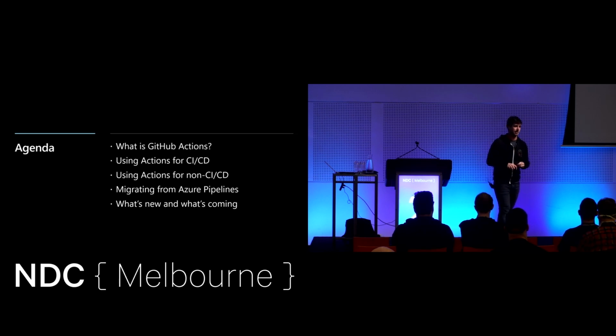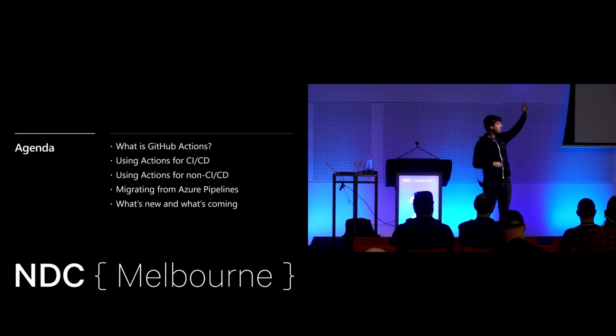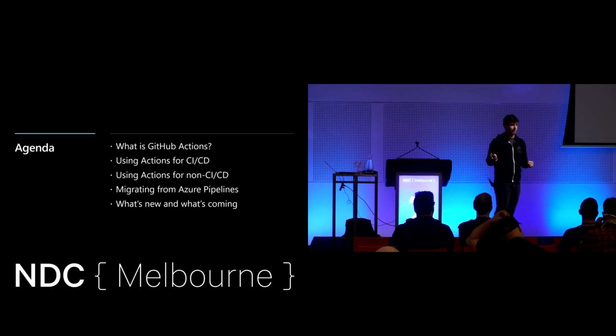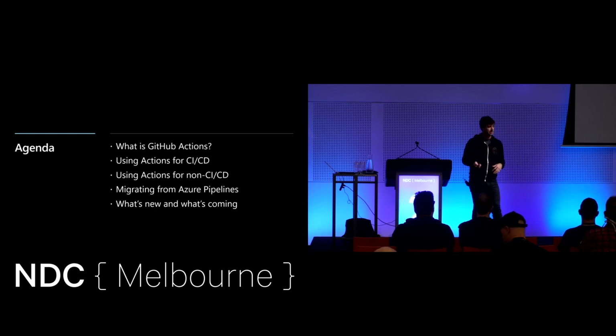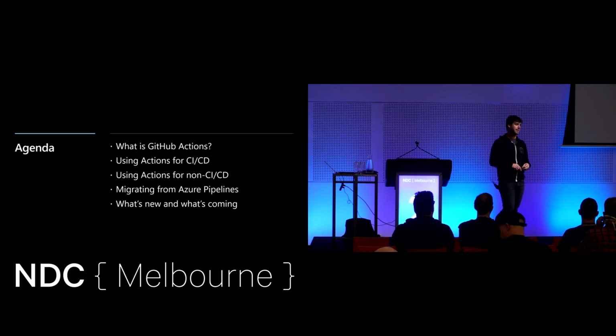So we're going to talk about what it is, using it for CI/CD, which is kind of the standard use case, but also using it for non-CI/CD. Actions is a great automation platform for anything. You can basically do anything in response to anything, and we'll see how that works later. And then we'll look at migrating. We'll look at what's new in GitHub Actions and what's coming in GitHub Actions. And if we've got time for Q&A, we'll do that as well.